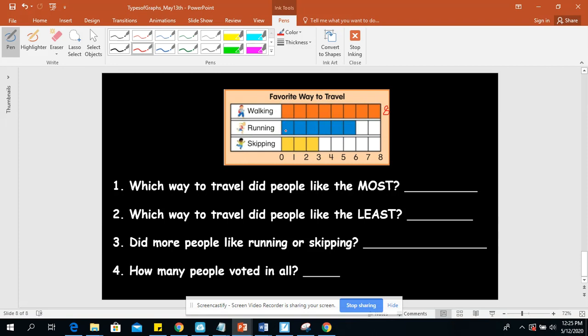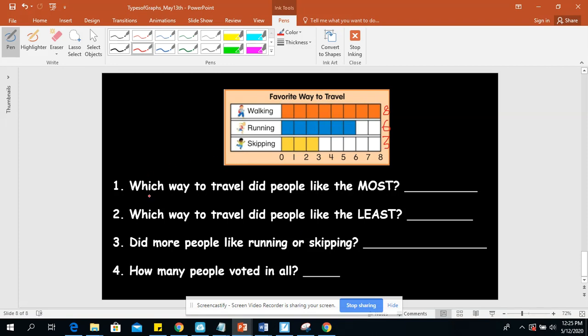Let's check out running. 1, 2, 3, 4, 5, 6. The bar next to running goes all the way to 6. That means 6 people chose running. And check out skipping. 1, 2, 3. 3 people chose skipping. The bar next to skipping goes to the number 3. So let's answer the questions below.